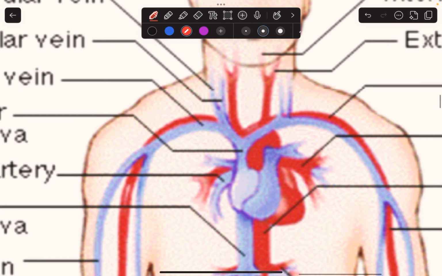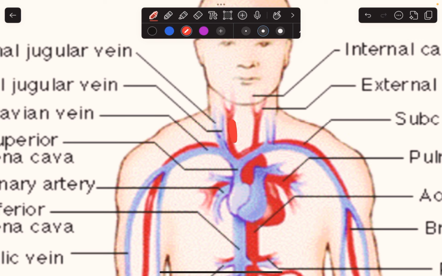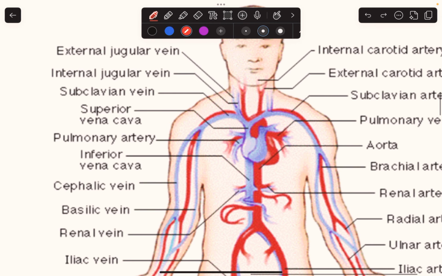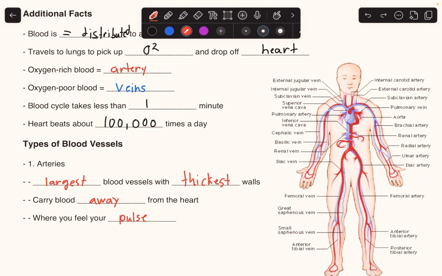So if you look over here on this diagram, you see these are the arteries, right? These arteries are where you would feel your pulse. If you put your hand by your neck, you would feel a small pulse, and that's from your artery.